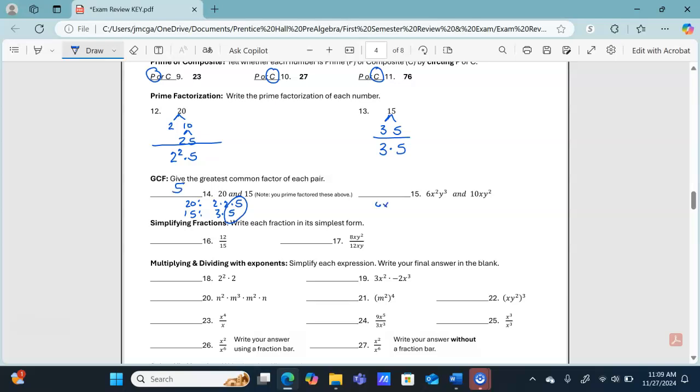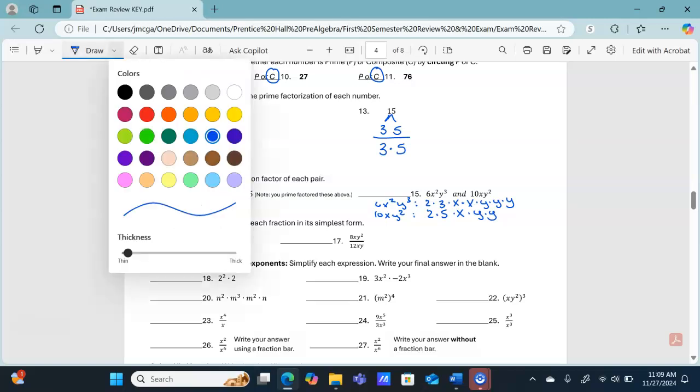Here, for 6x squared y cubed, 6 is 2 times 3. X squared would be x times x. Y cubed would look like that. 10xy squared. 10 is 2 times 5. I have the 1 x and 2 y's. And now we'll go through and find what they have in common.